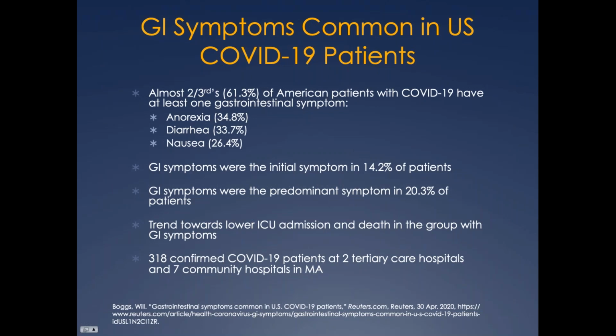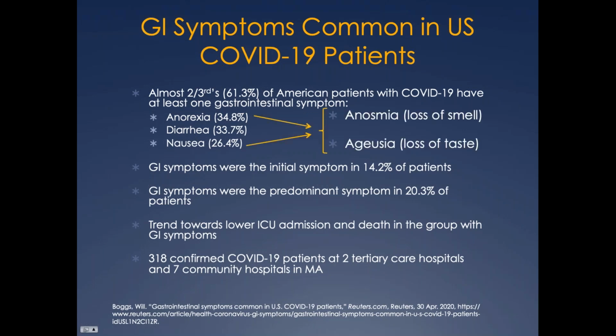This was an interesting study that I just saw. It was published by Reuters on the 30th of April, basically saying that GI symptoms are actually quite common in US COVID-19 patients. Almost 2/3 of American patients with COVID-19 have at least one GI symptom. Anorexia, which is basically lack of hunger, was the most common of these, but diarrhea and nausea were also quite common.